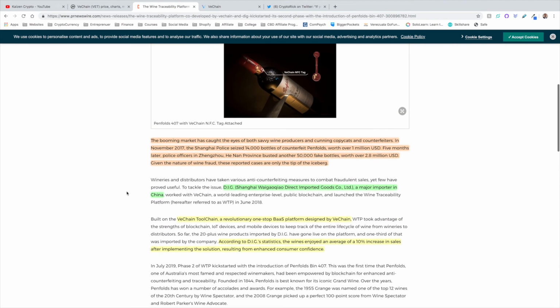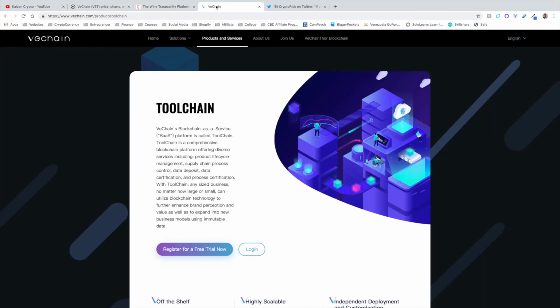Now, I had mentioned blockchain as a service platform offered by Vechain. So for those of you who are interested, I was looking on their website just to try and learn more about it. And I got to say, I remember Vechain's website had a really cool graphic, right? It was visually appealing, but there wasn't a whole lot of information until recently. I feel like they've really done up the website and it looks amazing.